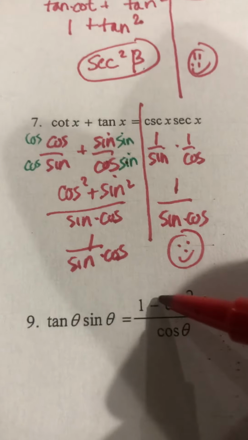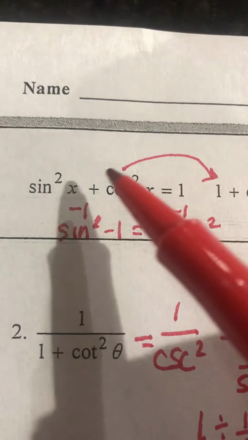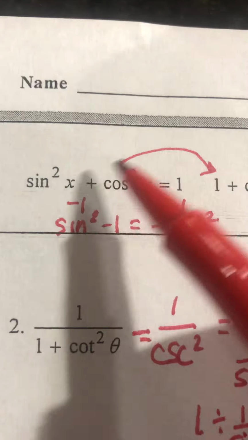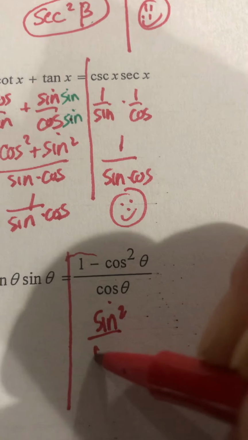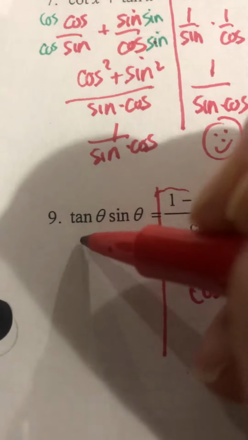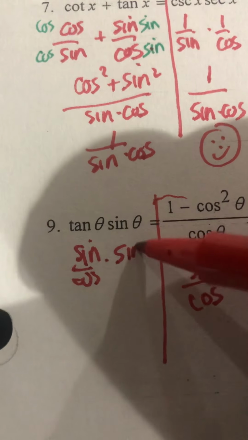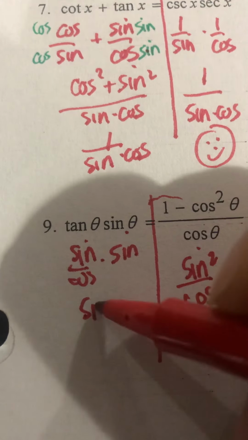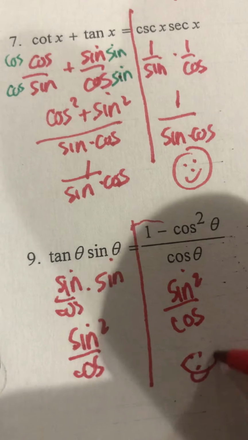Here, let's see, every one is its own little puzzle, right? 1 minus cos squared. I always keep going back to here and visualizing, oh, right, if I move that to the other side, 1 minus cos squared is just sine squared. So I have sine squared over cos, and now I'm kind of stuck. So now I'll come over here and say, okay, tan is sine over cos times sine. Hey, sine squared over cos. That's it. Done and done.